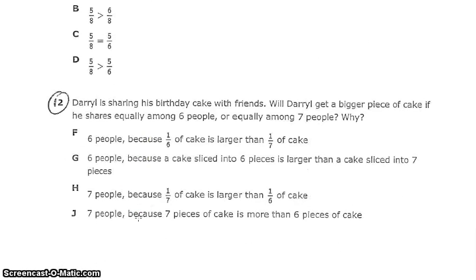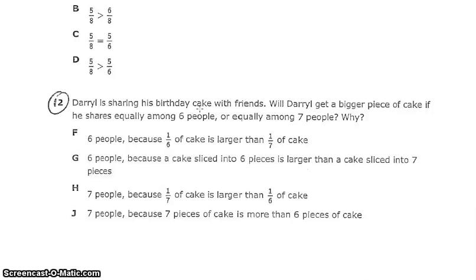12. Daryl is sharing his birthday cake with friends. Will Daryl get a bigger piece of cake if he shares equally among 6 people or equally among 7 people? Why? F. 6 people, because 1/6 of cake is larger than 1/7 of cake.